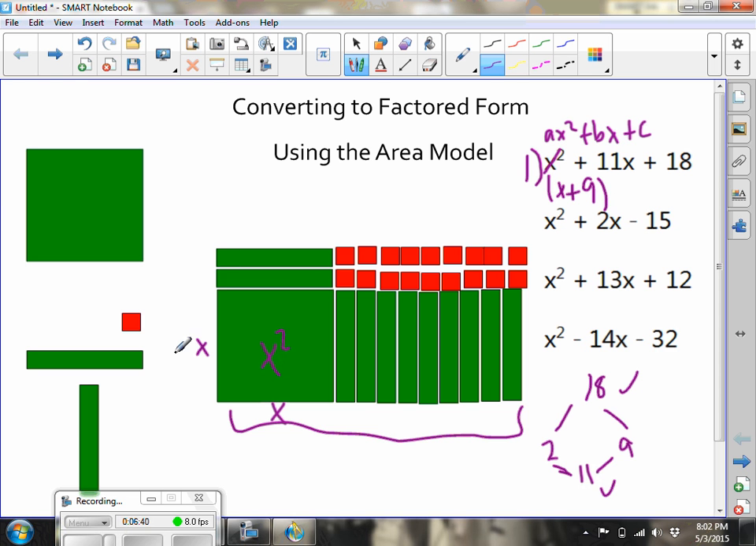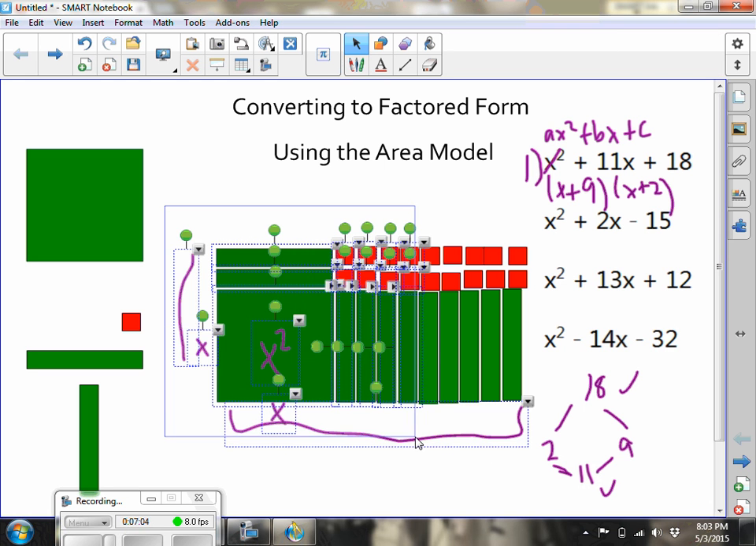And this portion, which would be x plus 2, represents the width of my rectangle. So I know that in standard form, the quadratic expression x squared plus 11x plus 18 is the same as x plus 9 times x plus 2 in factored form. Those expressions are completely equal. We built it using our area model.